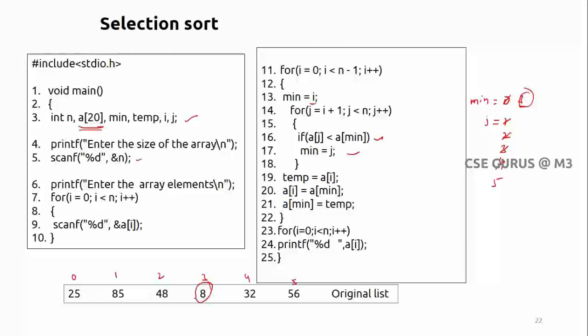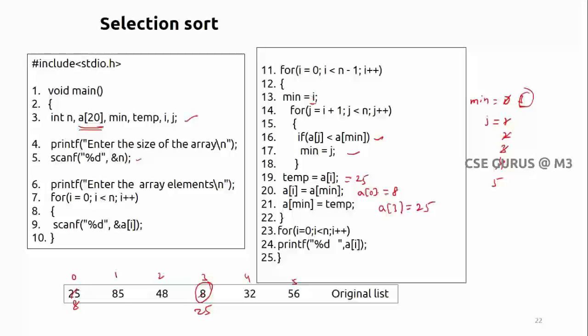Now I need to swap 8 with 25. You can see I have taken a temporary variable. Temp equals a of i. What is the i value? 0. That is a of 0, 25. Next a of i, that is a of 0, equals a of min, a of 3, which is 8. And a of min, which is a of 3, equals temp, that is 25. So a of 0 is 8 and a of 3 is 25. So simple swapping, right? This part has to be completed like this. Finally you may print.